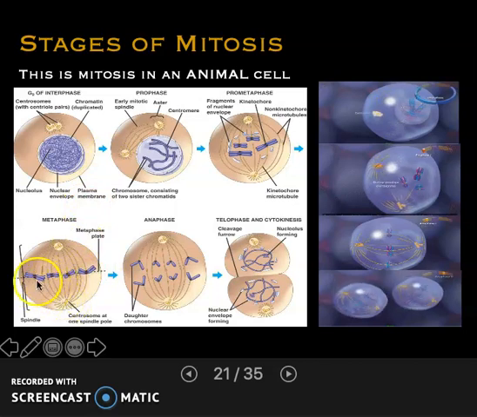There are special fibers attached to the centromeres of the chromosomes, called kinetochore fibers, and they're going to be the ones that pull it apart in anaphase. In anaphase, they're pulled apart. In telophase, things go back to normal.